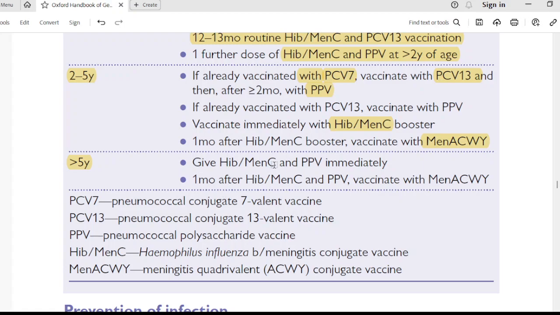Give Hib, Mense and PPV immediately. One month after Hib, Mense and PPV, vaccinate with Men ACWY.